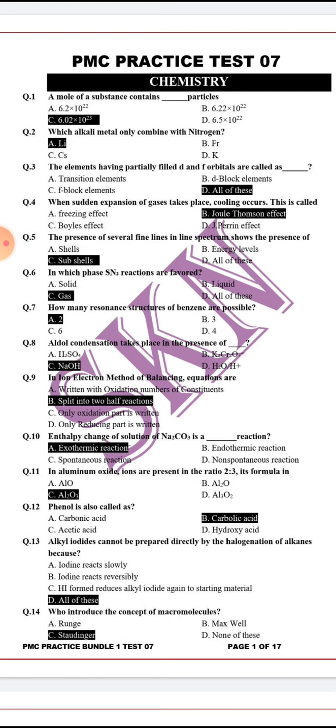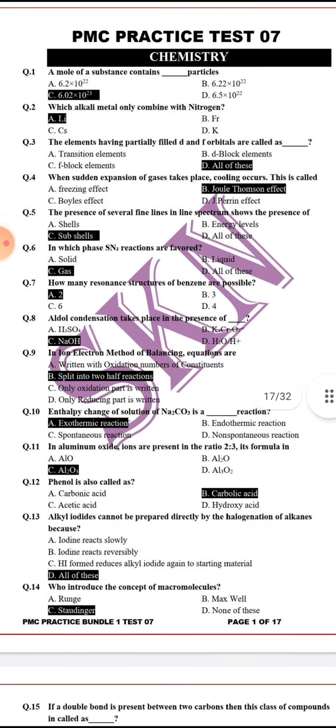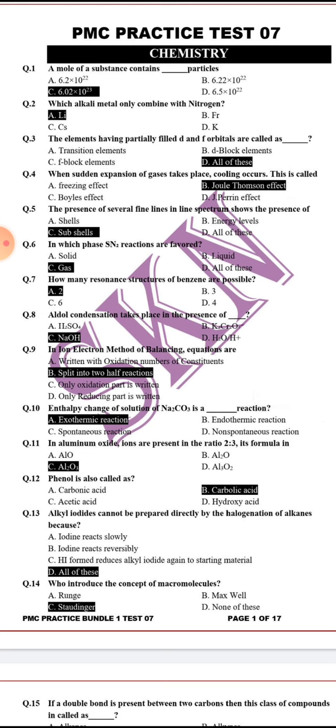Question 9: in the ion electron method of balancing equations, alpha is written with oxidation number of constituents, number 2 beta is split into two half reactions. This one is the correct option. And the next option is only the oxidation part is written. No, the reduction part is also written with it, and delta is only the reduction part is written. So the correct option will be beta.